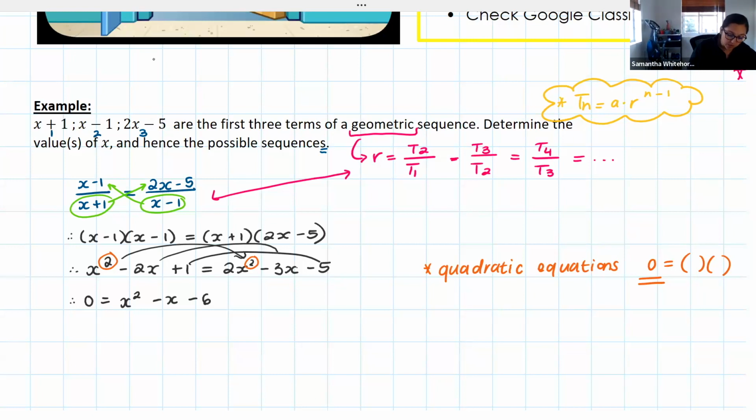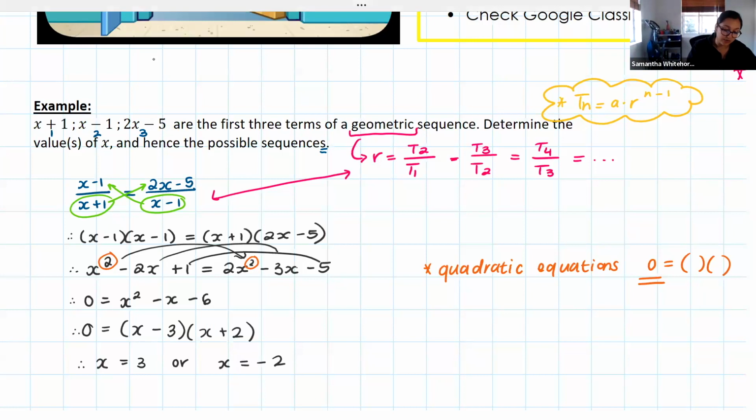This is quite an easy quadratic to factorize. So this is x minus 3, x plus 2. And so we know that x is either equal to 3 or x is equal to -2.